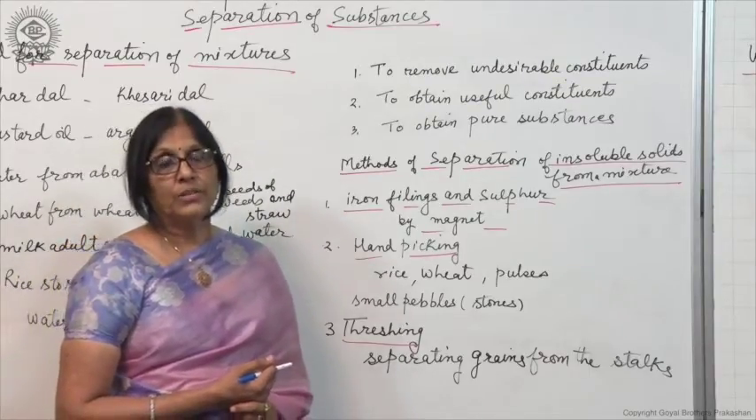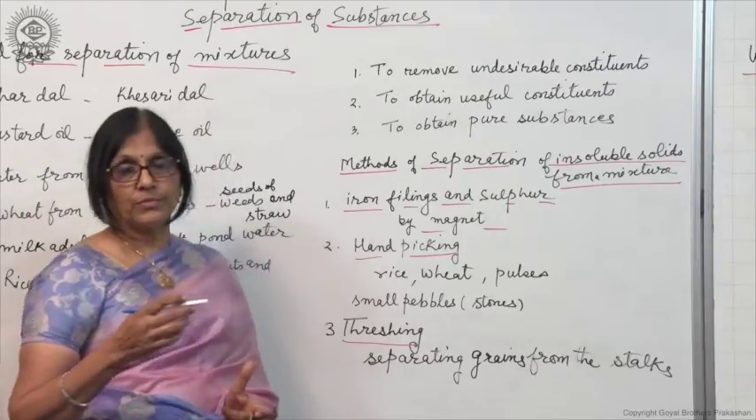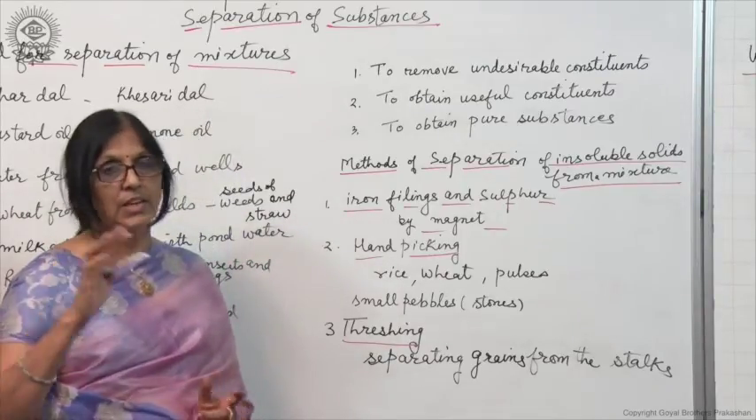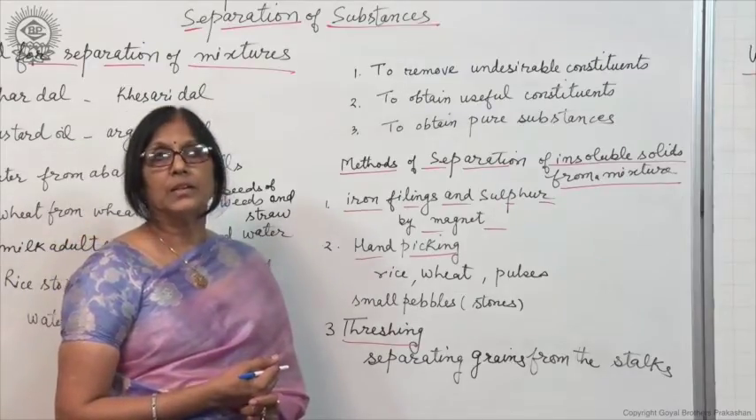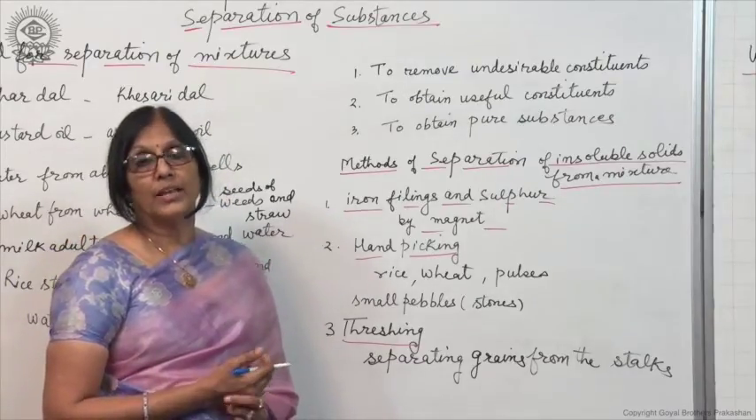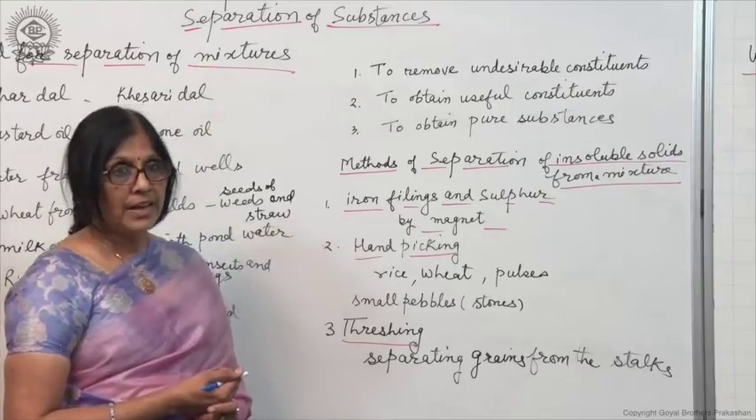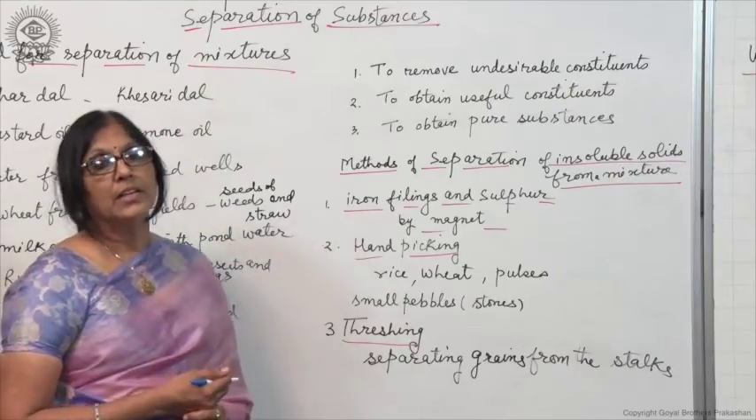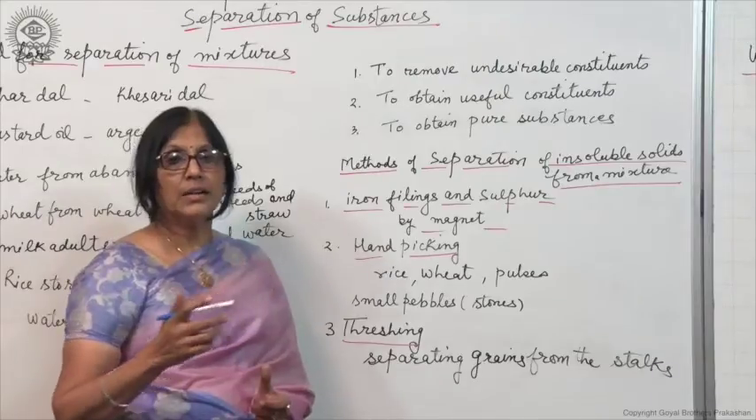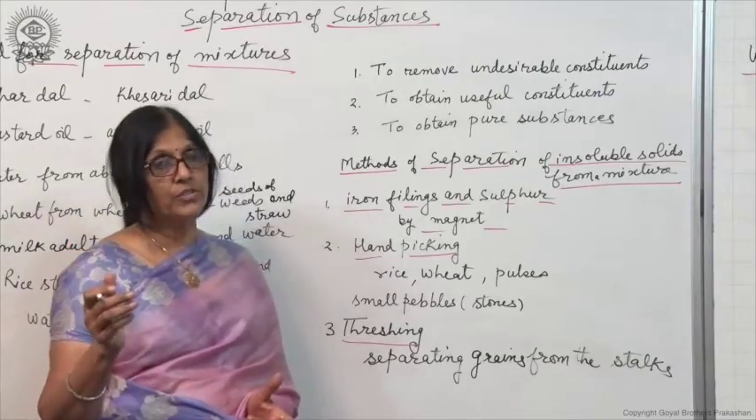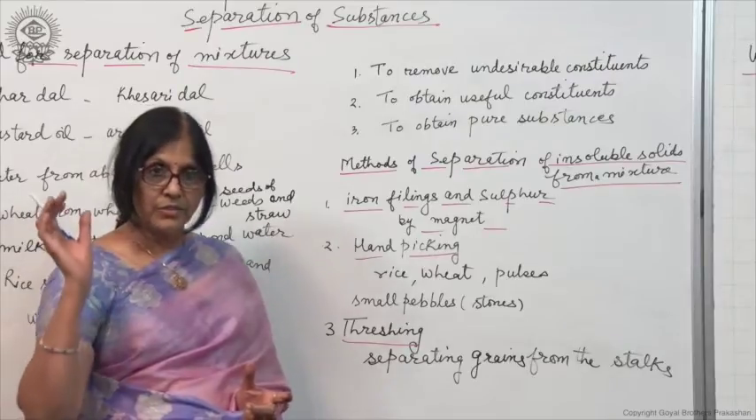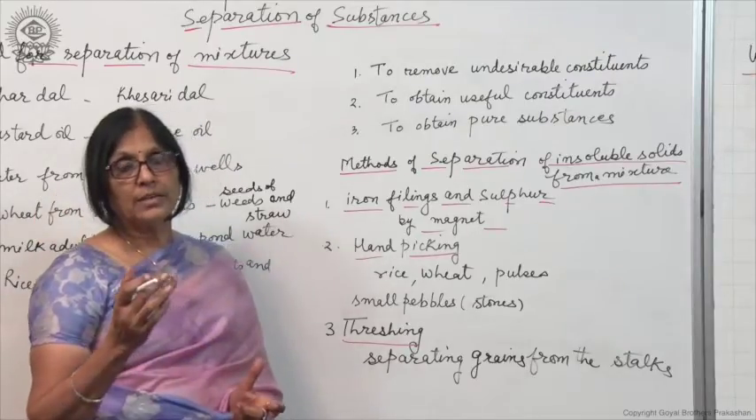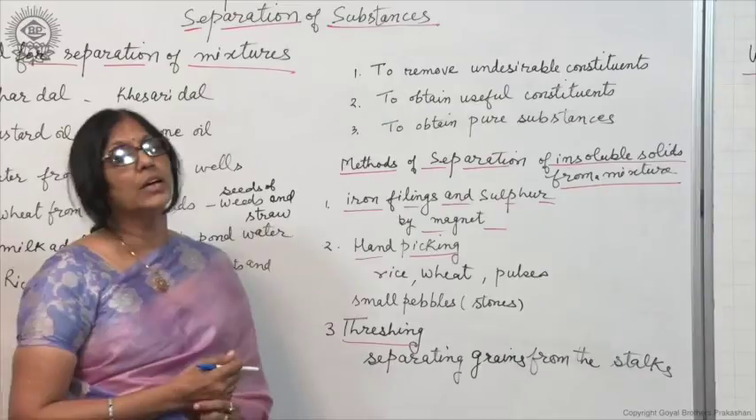What happens actually is that these bundles of wheat and rice are kept in the field under the sunlight to dry. When they get dried in the sunlight, the bundles are hit on the hard walls of mud or any other hard substance. They are hit very strongly so that grains separate from the stalk.